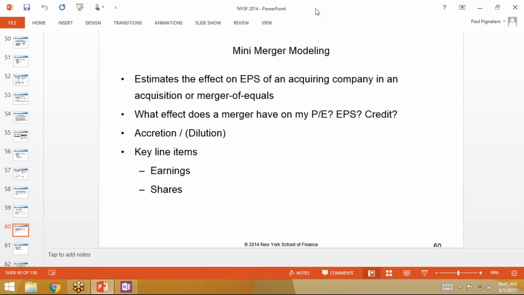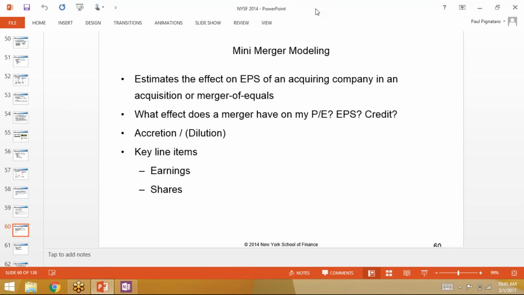So we're going to start with this mini merger model. We're going to look at the high-level impacts. We're going to do practice paper analysis. The test will be the paper analysis. This was the second half of the Goldman Sachs case. And then we'll do a one-page accretion dilution model, and then we'll evolve into the full scale. So a mini merger model or an accretion dilution analysis estimates the impact on EPS of acquiring a company.